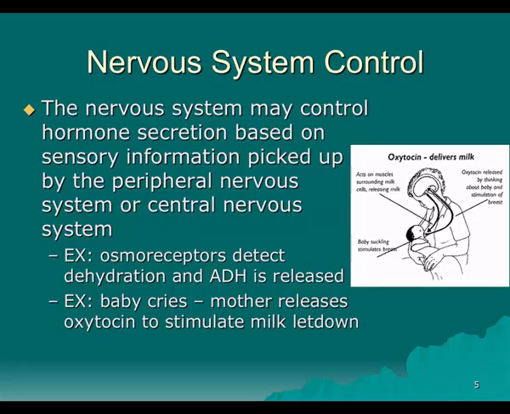The nervous system may control hormone secretion based on sensory information picked up by the peripheral nervous system or the central nervous system. For example, osmoreceptors can detect whether you're dehydrated or not, and if you are dehydrated, ADH would be released to make you save body water. When a baby cries, that stimulates the release of oxytocin by the posterior pituitary, causing milk letdown to occur, for example.